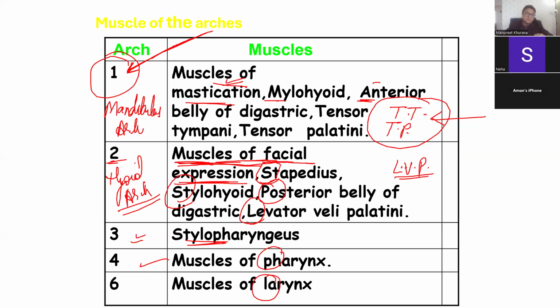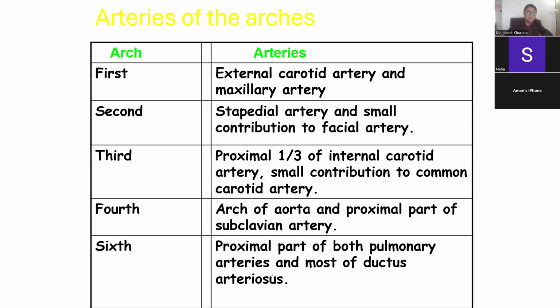Again, the first is muscles of mastication, mylohyoid. Now, anterior belly of digastric is derived from the first, whereas the posterior belly is from the second. So you remember, the second one is always the posterior belly most of the times. The anterior belly is first arch, posterior belly of digastric is second arch. Now let's read the nerves.